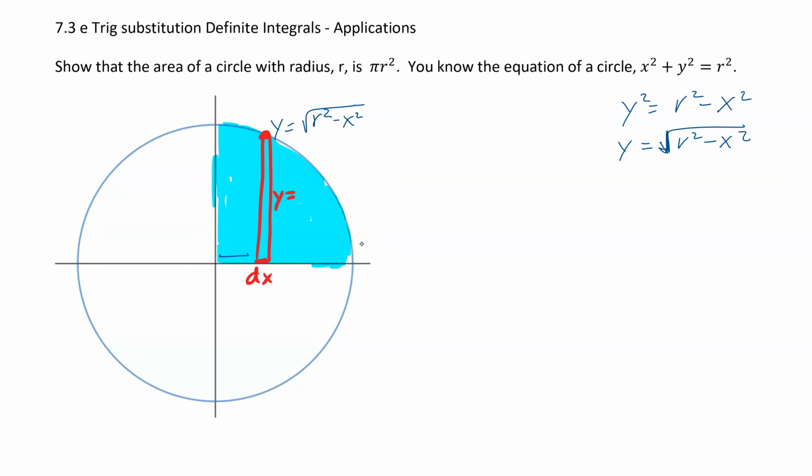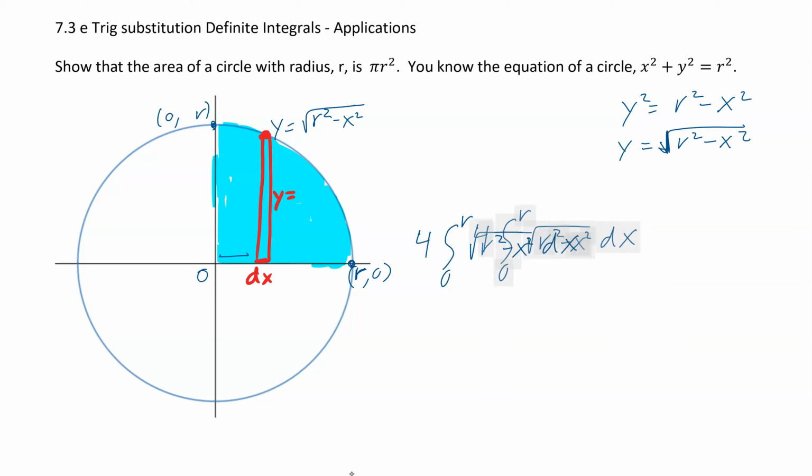Okay, so now if we do our integral, we're going to go from 0 to what? So we know that's 0. Well, our circle has a radius of r. Right here is r, right? So that would be 0 comma r. This would be r comma 0. So you can see our x value goes from 0 to r. And then our height is the square root of r squared minus x squared dx. By taking the integral, it's going to give us the area of this. Well, how many are there? 4. So that is our area of our circle. Just like that.